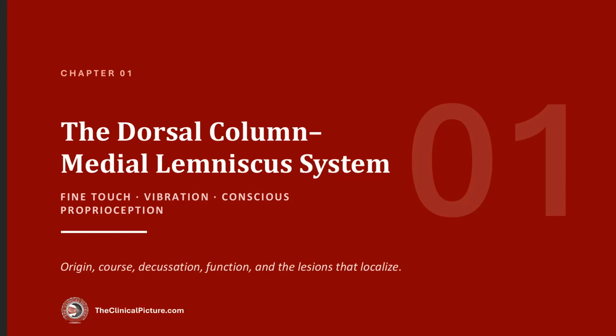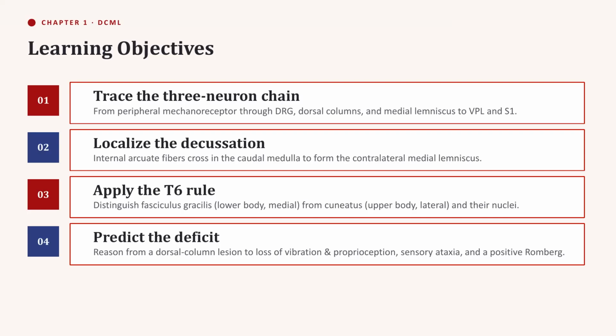Here's what I want you to be able to do by the end of this chapter. First, trace the 3-neuron chain from a mechanoreceptor in the skin through the dorsal root ganglion, up the dorsal columns and the medial lemniscus to the thalamus and the cortex. Second, localize the decussation. Pinpoint where this pathway crosses as the internal arcuate fibers in the caudal medulla. Third, apply the T6 rule. Separate fasciculus gracilis, the lower body, medial, from fasciculus cuneatus, the upper body, lateral, along with their nuclei.